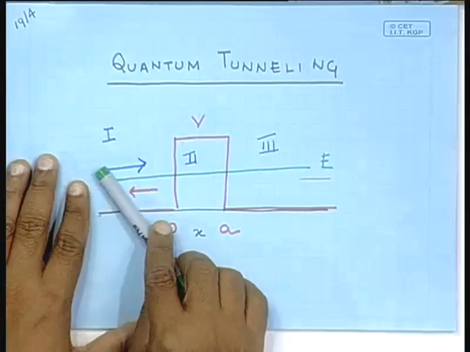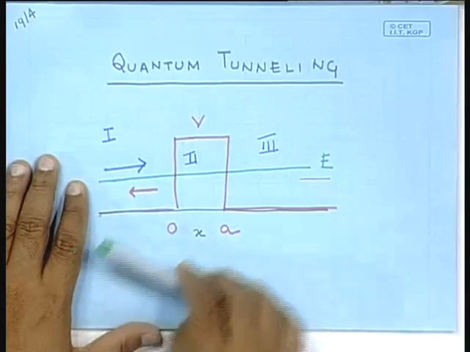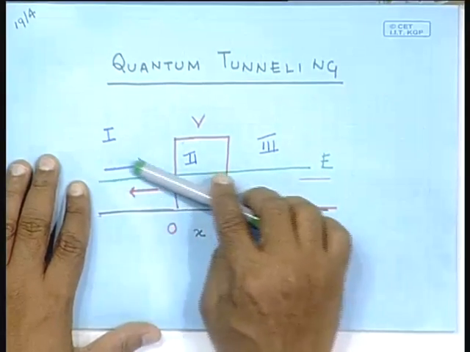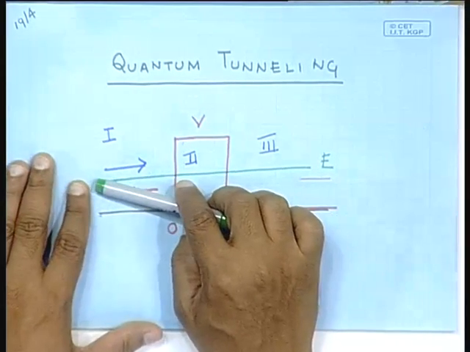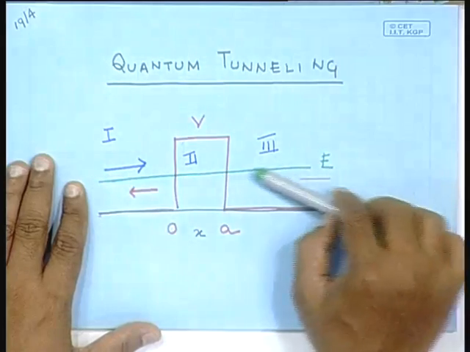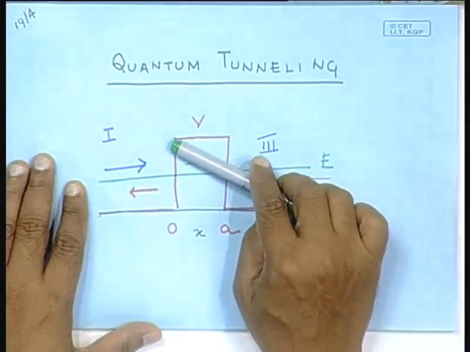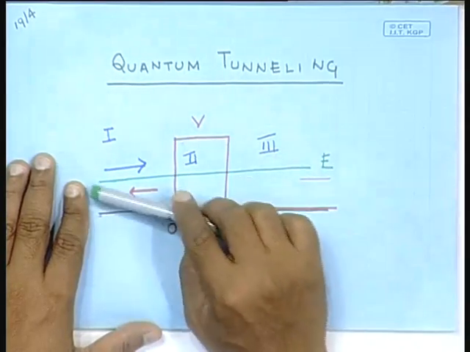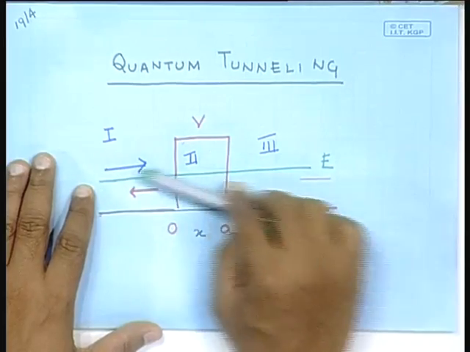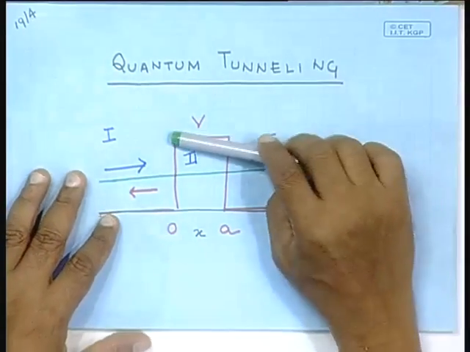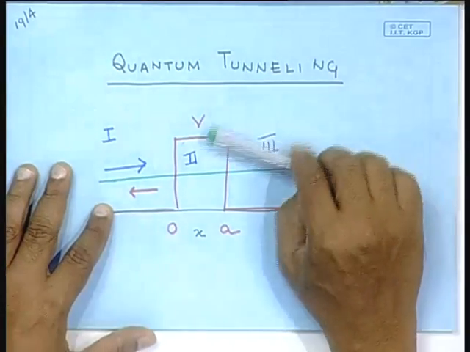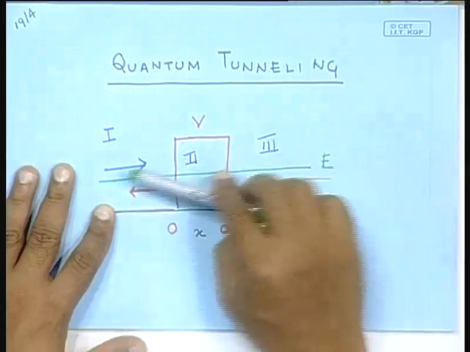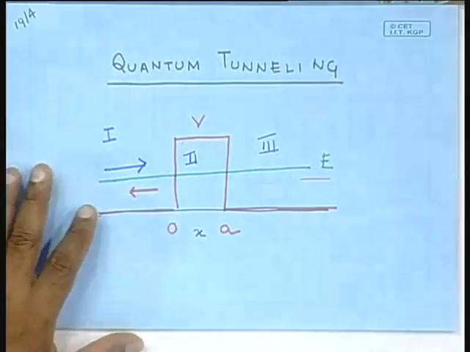So, if you analyze this situation using classical mechanics, you will find that all particles that are incident here will be reflected back because they do not have sufficient energy to overcome this barrier. The total energy of the particle is not sufficient to overcome this barrier. The energy is smaller than the value of the potential.